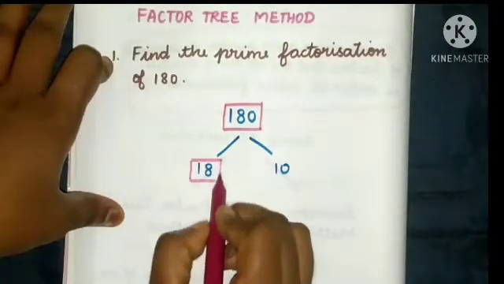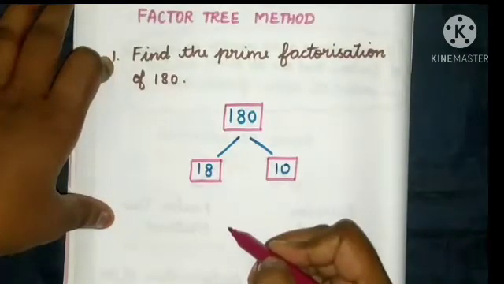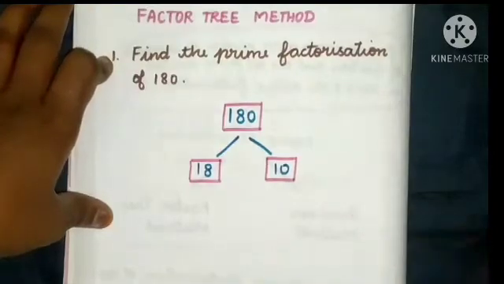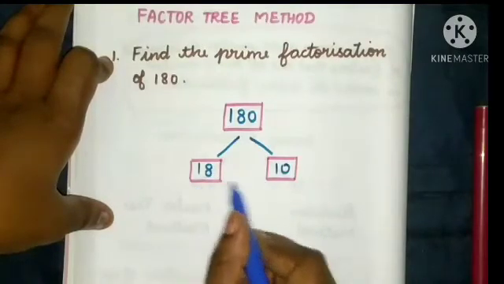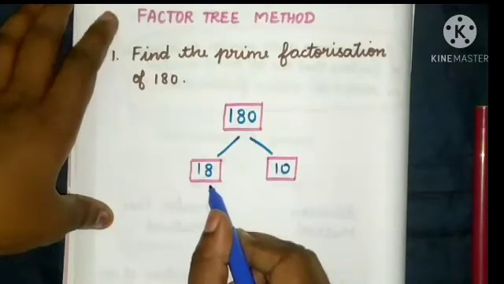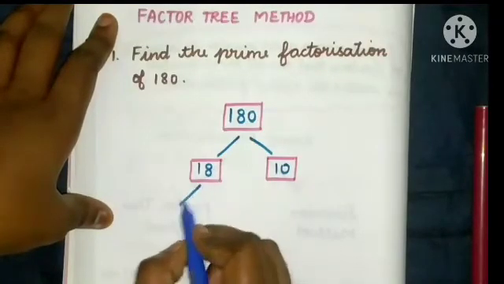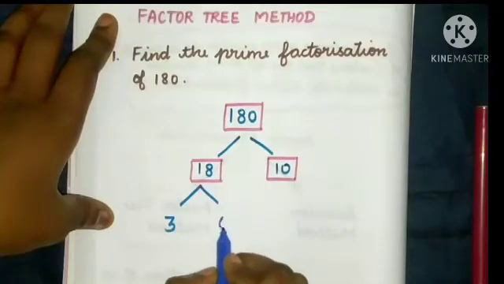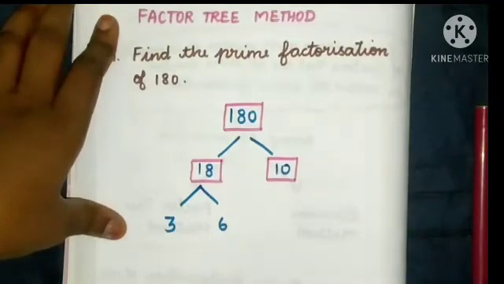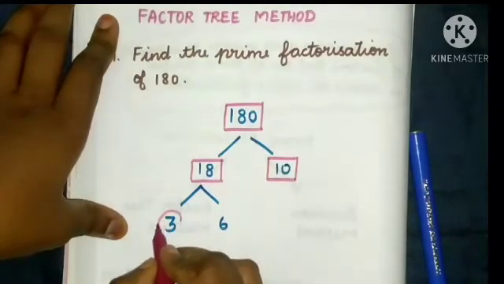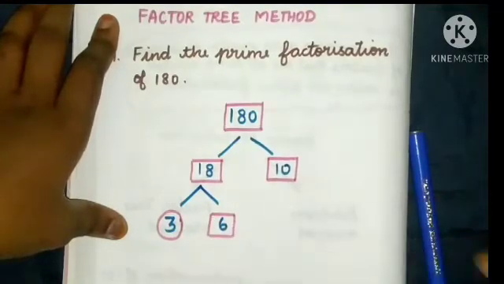Students, for your better understanding, put square boxes for composite numbers. If you get the answer as a prime number, then put a circle. See, 18 is a composite number, 10 is a composite number. So, put square boxes here. Then, 18 is broken into 2 factors, that is 3 into 6 are 18. Here 3 is a prime number, 6 is a composite number. For a prime number you have to put a circle. For a composite number you have to put a square box.